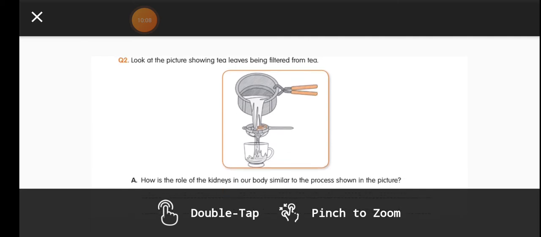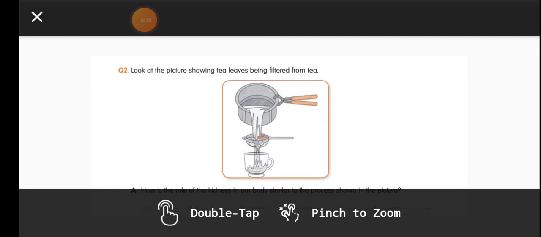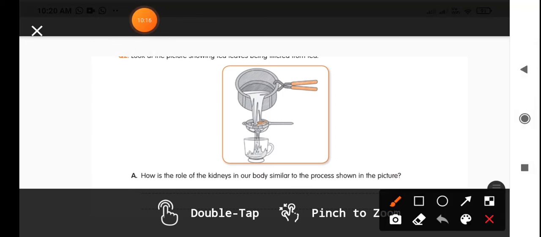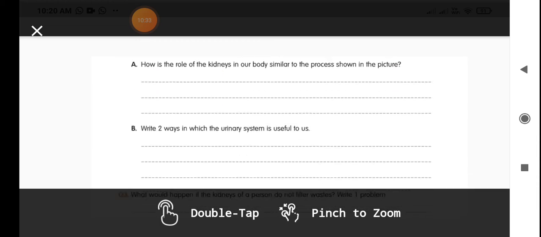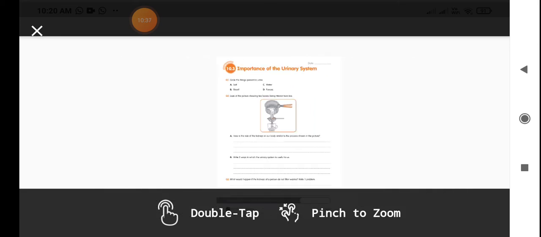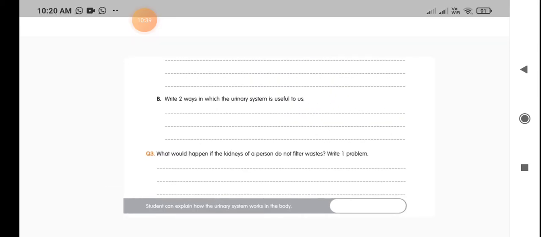Now look at the picture showing tea leaves being filtered from tea. This in day-to-day life you might have seen: the funnel which your mother used for filtering the tea and coffee, and the cup, kettle and tongs which we use to hold the hot things. Then after observing this, you can answer the questions which are given, based on this experiment setup.